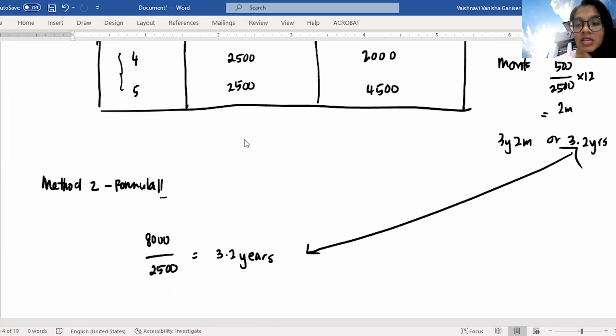But please remember that you only can do this if your cash flow is constant. If your cash flow is non-constant, it really is not possible for you to use this method.